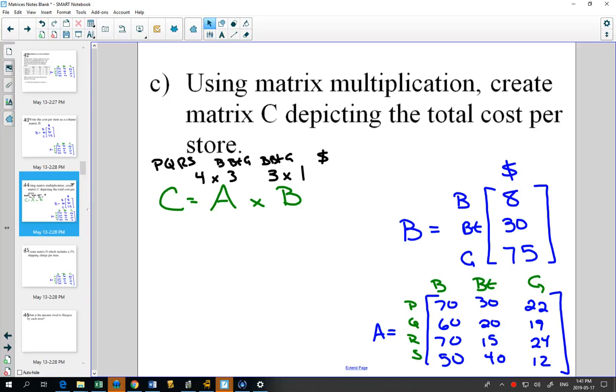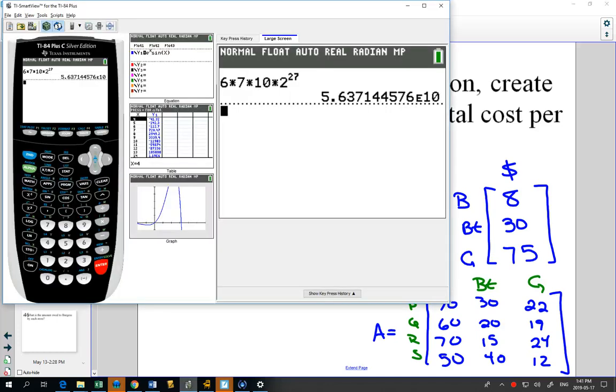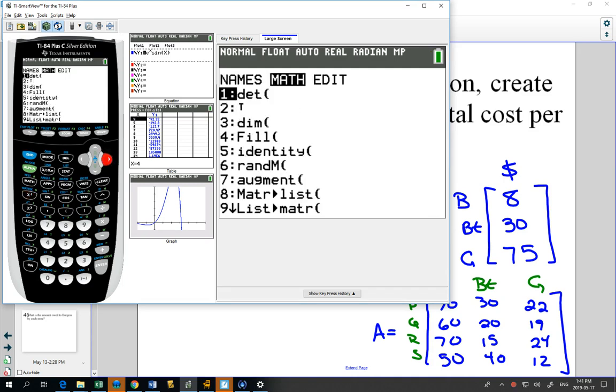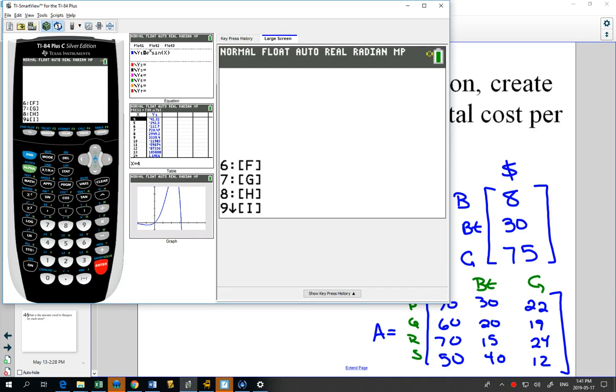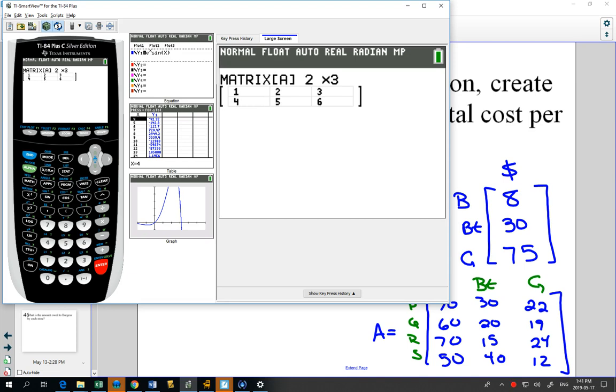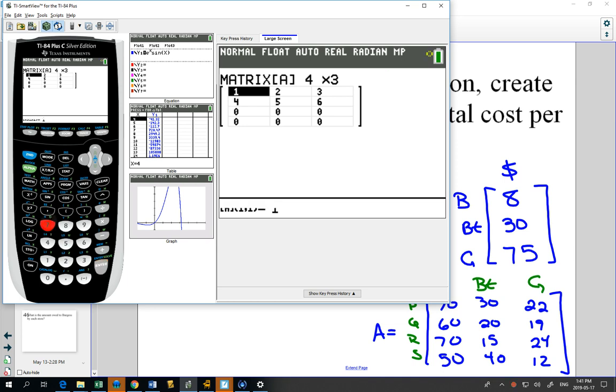We're going to take out our calculators. We're going to enter both of these matrices into our calculators with A and B. So I'm going to go to second matrix. And although you have something in there already, when you go to edit, you can just type over top. Now I want a 4 by 3. And my numbers are going to be 70, enter 30, 22. You can just type over top of your old numbers and add your new numbers.